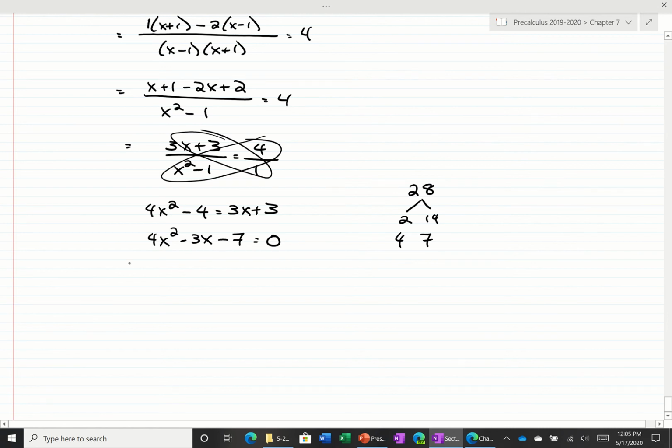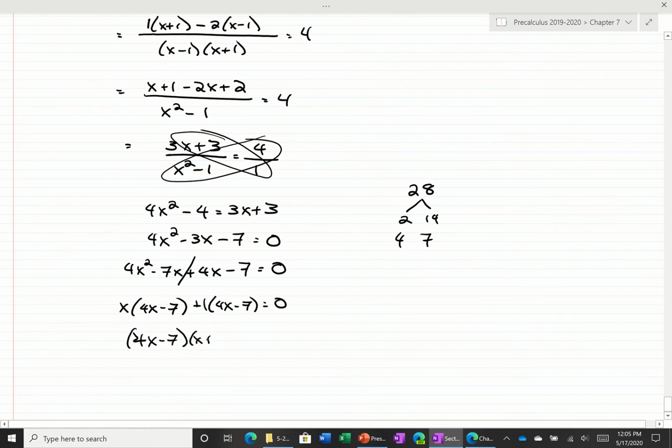So let's see here. We could say 4x squared minus 7x plus 4x minus 7 equals 0. Cut it down the middle. This would be take out an x: 4x minus 7. Take out a 1: we'd have 4x minus 7. So 4x minus 7 times x plus 1 would be 0. x would be 7/4, and x would be negative 1.